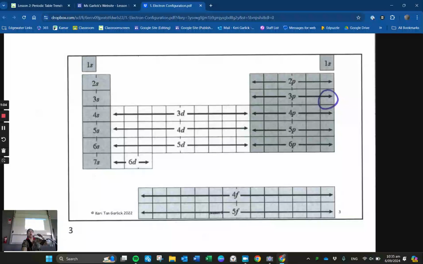So we've gone from 2p to 3s. So we start a new shell. Now everything below it is now shielding the nucleus. And so that's why it's resetting. So that's the thing that's important here.